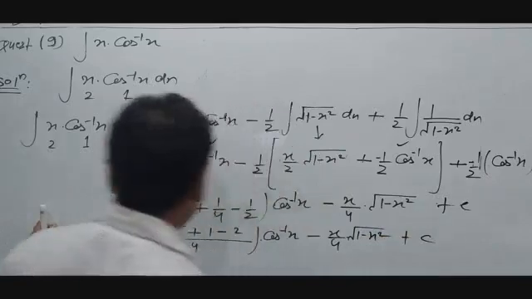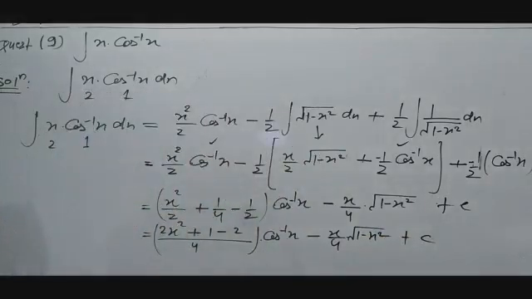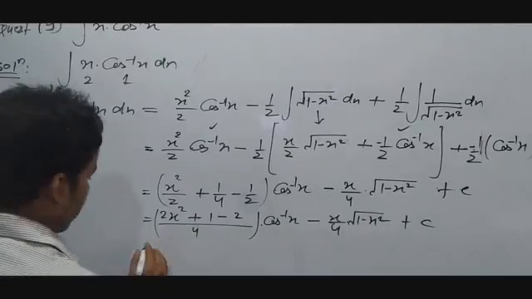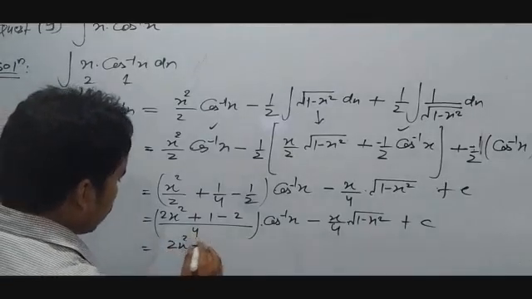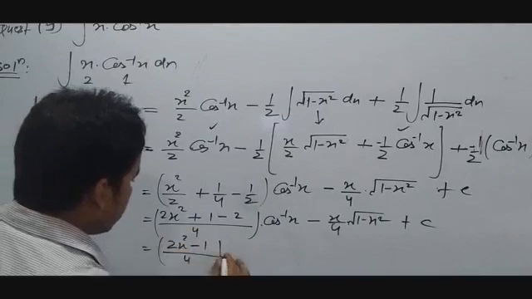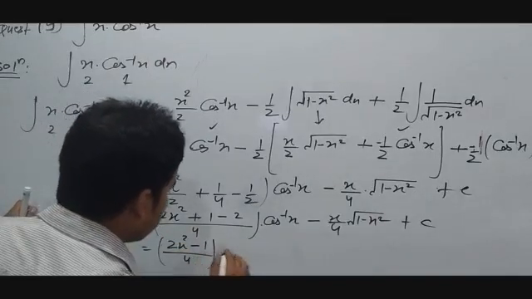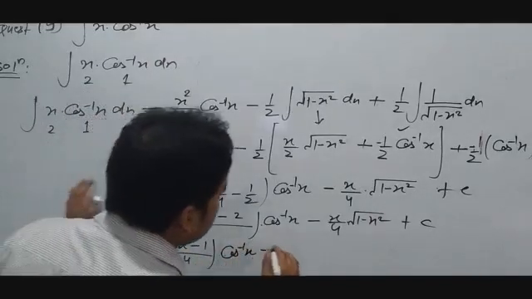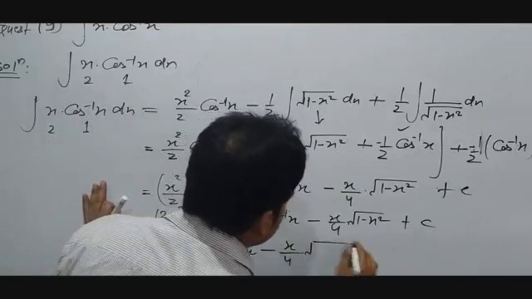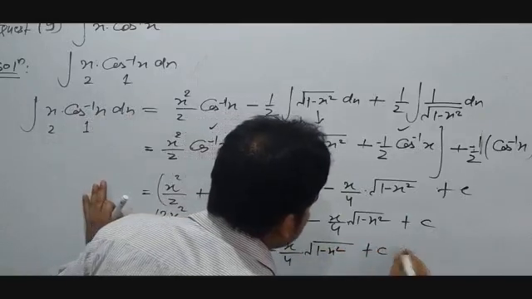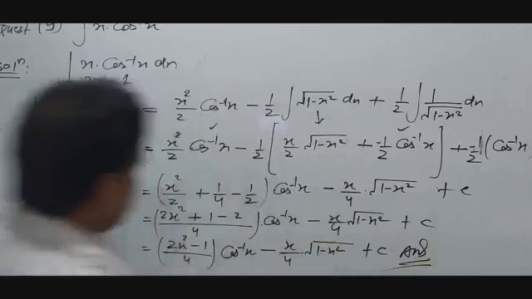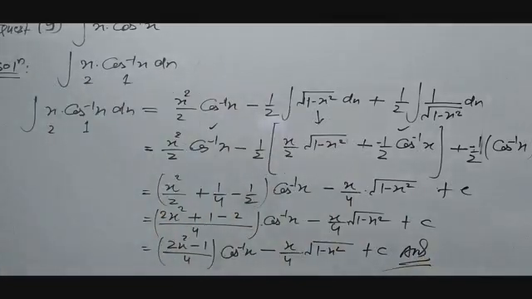Now plus C. After calculation the result will be 2x square minus 1, whole upon 4, times cos inverse x, minus x by 4 root over 1 minus x square, plus C. This is the answer. Now question number 9 is completed.